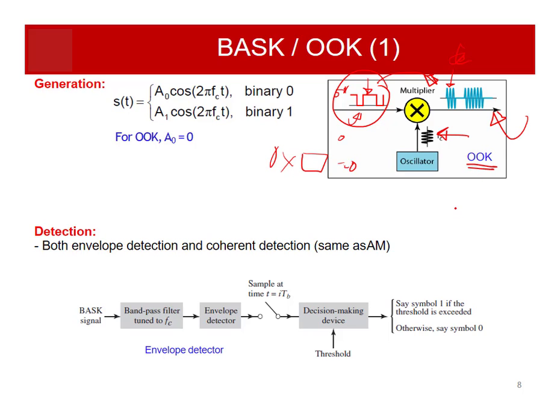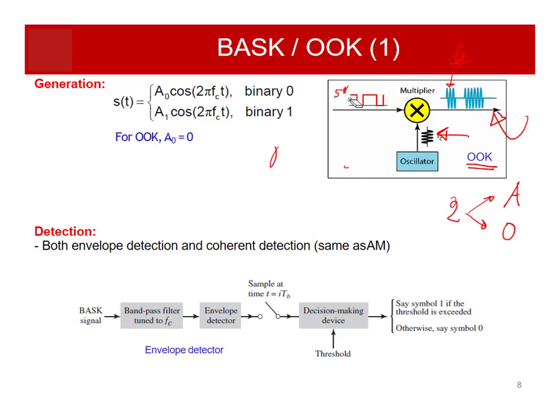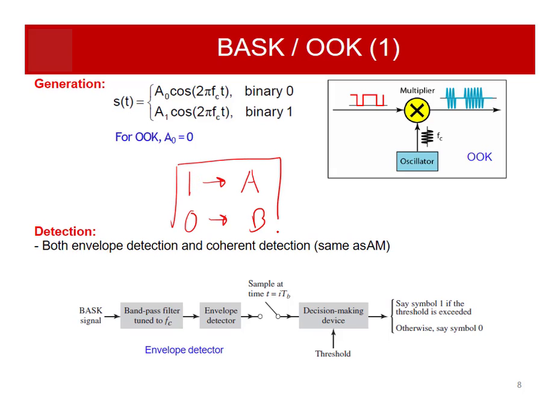In the OOK method, you have two amplitudes, and one of the amplitudes is 0, another amplitude is, let's say, A. But for another type of BASK, we can have two different amplitude values, and both of them could be non-zero. Let's say in a particular scheme, for 1 you can have an amplitude A, for 0 you can have an amplitude of B. It is not shown here, but this is a brainstorming question for you. How can we achieve this one using different line coding techniques?